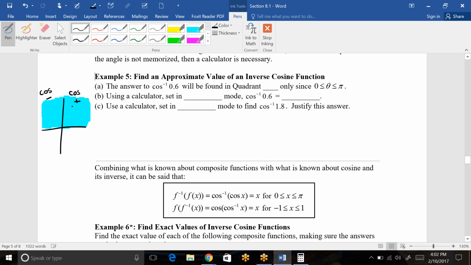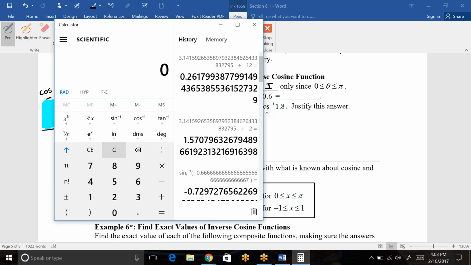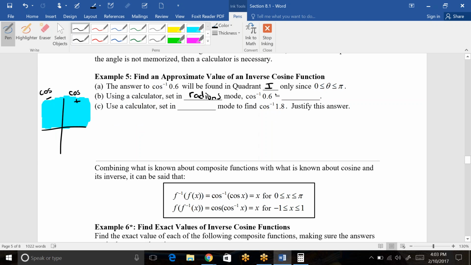So in this scenario, it has to be in quadrant 1 to keep ourselves in our 0 to pi range, but we need a positive ratio for cosine. So we use our calculator in radians, and we will do the inverse cosine of 0.6, which is 0.9273 approximately.